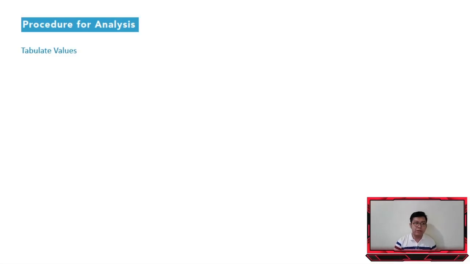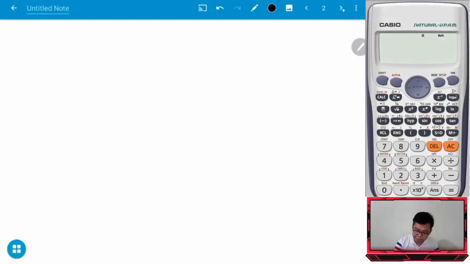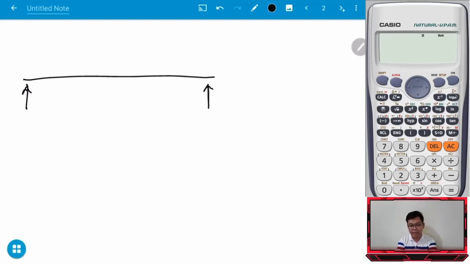The first method, guys, is tabulating the values or tabulate values. Now, sa method na to, guys, yan yung steps natin. The first step daw is to place a unit load at various locations of X. So ang mangyayari dyan, guys, parang ganito. For example, meron kang beam. Sa beam na yan, guys, again, asan yung C? Halimbawa, nandito yung C. Yan, yung point C na yan.